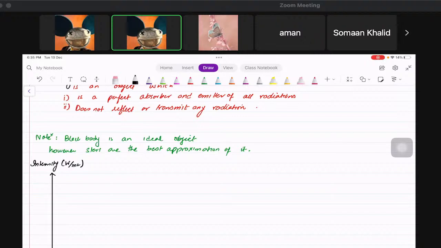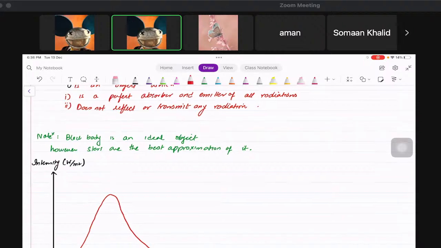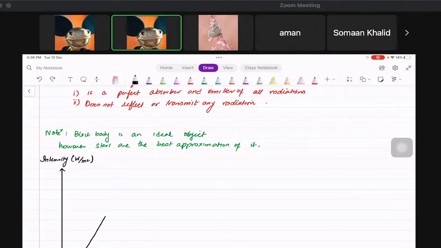So generally what you see is different peaks. For example, you see a peak like this, then you see a peak like this, a peak like this, like that. This should be a bit forward, like this.